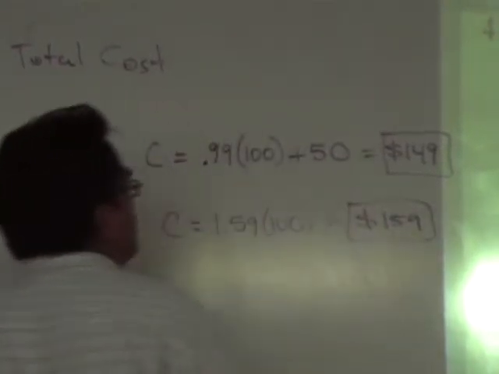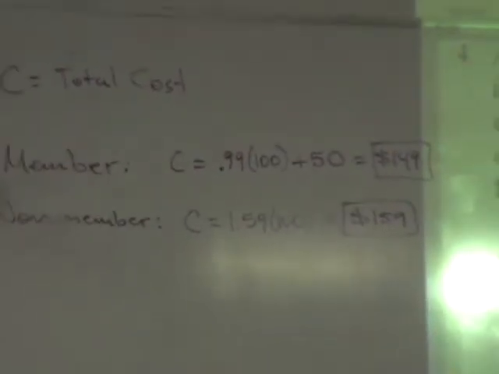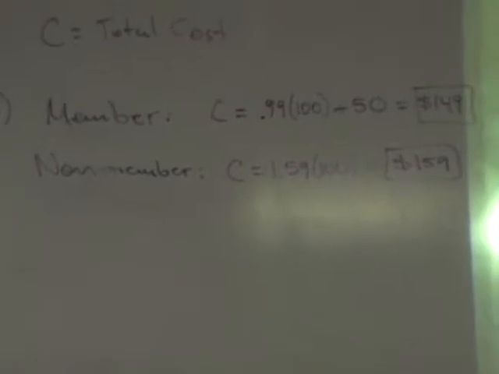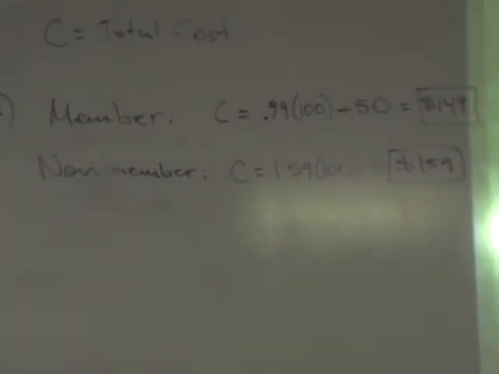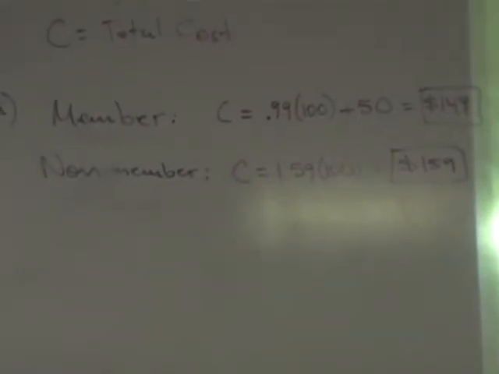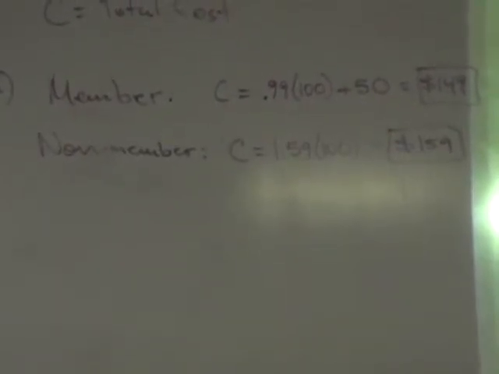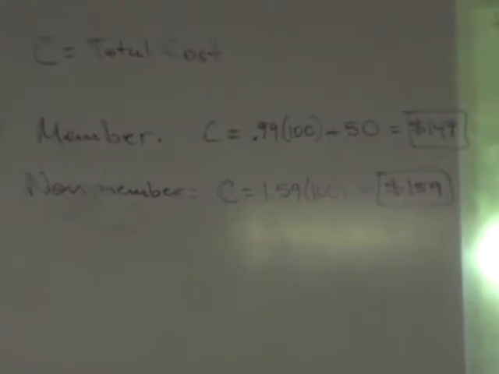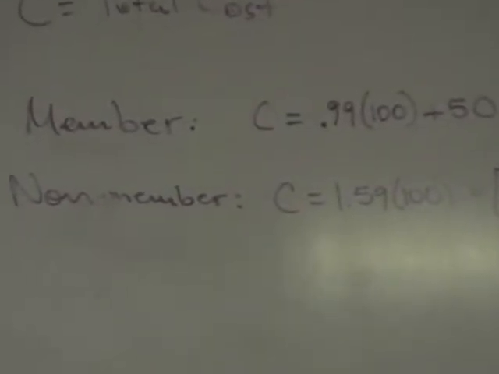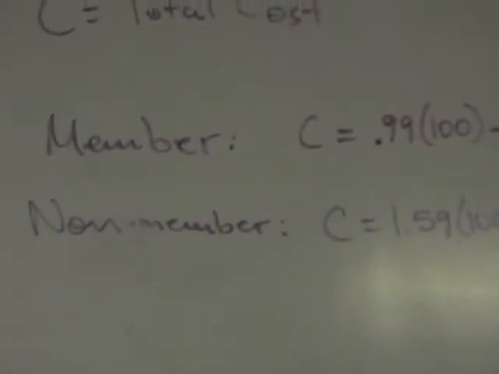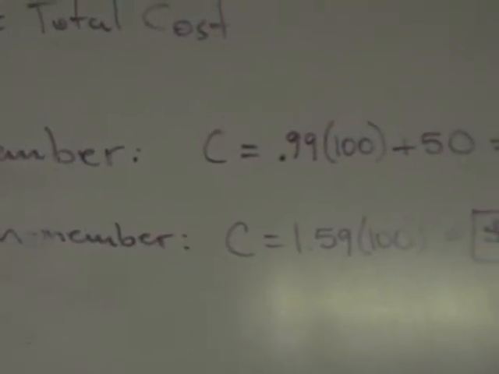So you can see that in this particular case, if you knew you were going to buy 100 liters of beer, which one seems to be the better choice? Be a member. Buy the membership and you'll save a little money in the long run. Right. All right. Now we want to write a symbolic rule to compute the cost for a member.